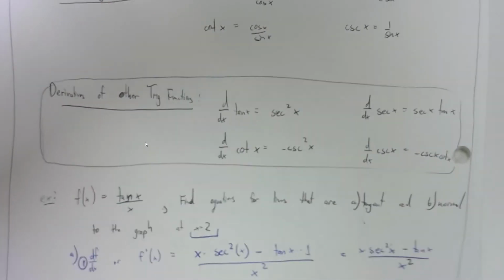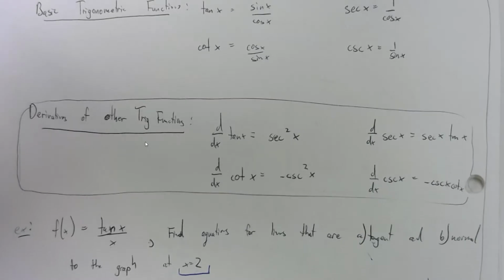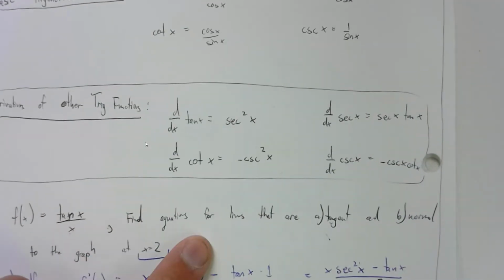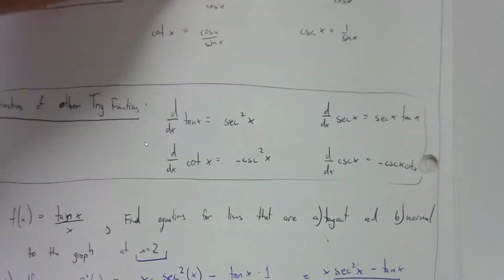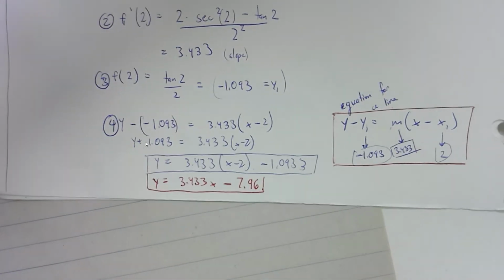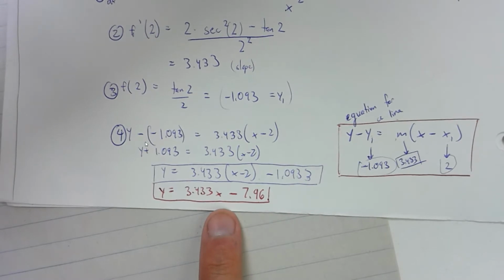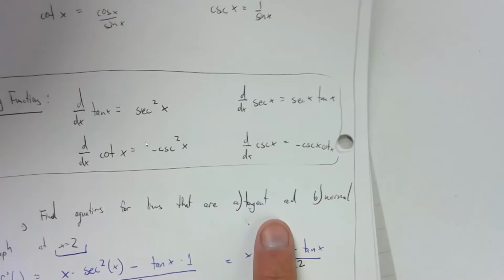Okay, so where we left off was we were given an example of tan of x divided by x, and then you had to find equations for the lines that were tangent and normal to the graph at x equals 2. And where we left off was we found our line, y is equal to 3.433x minus 7.96, and that's for the line that's tangent.